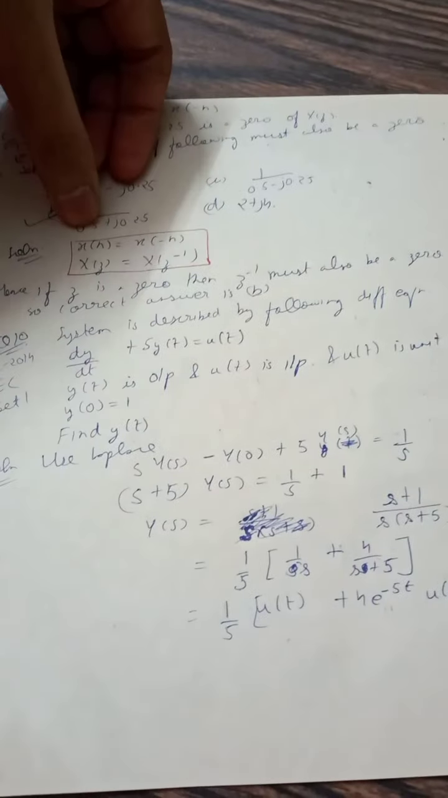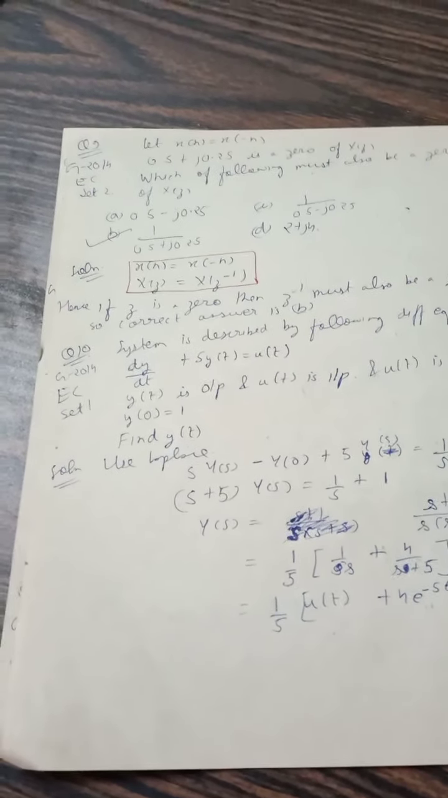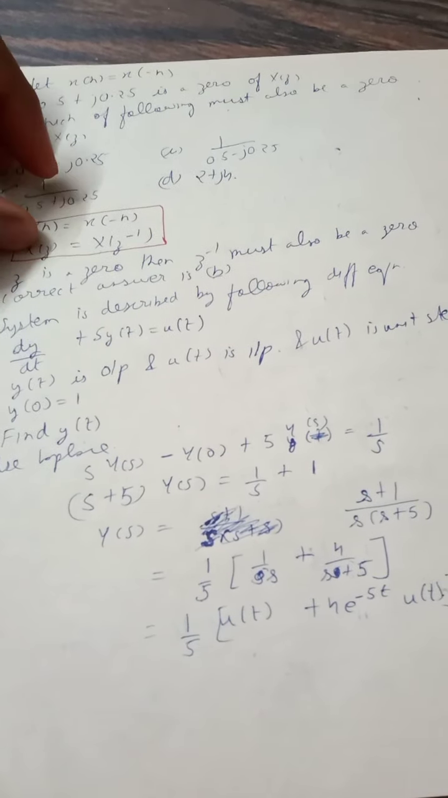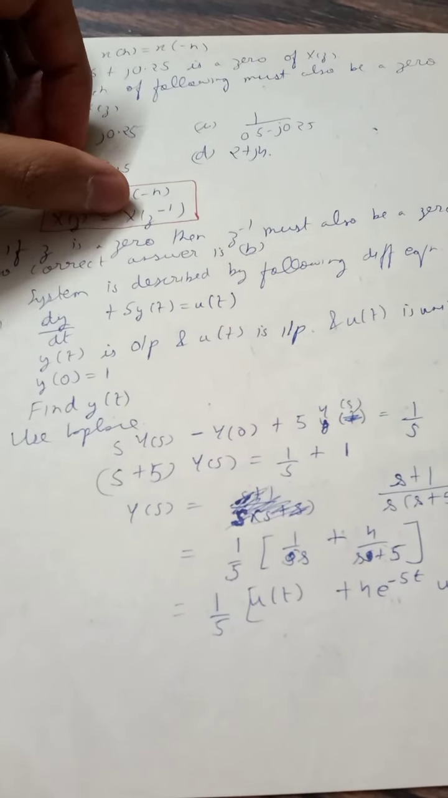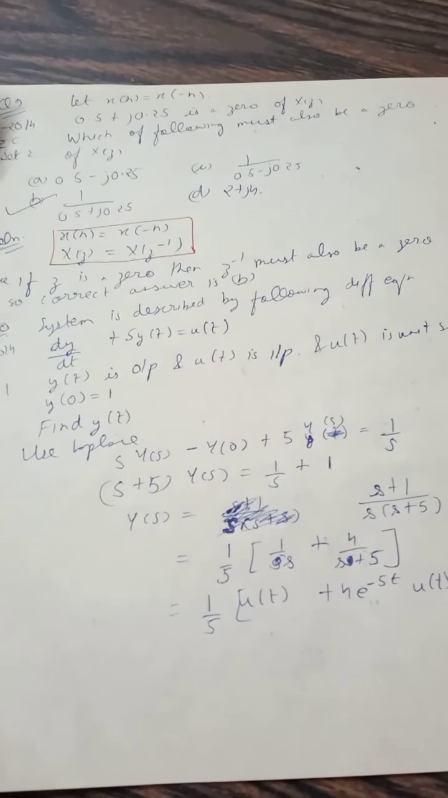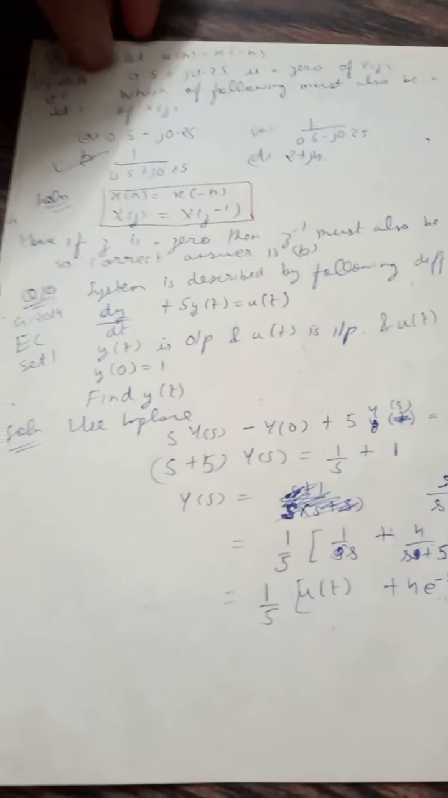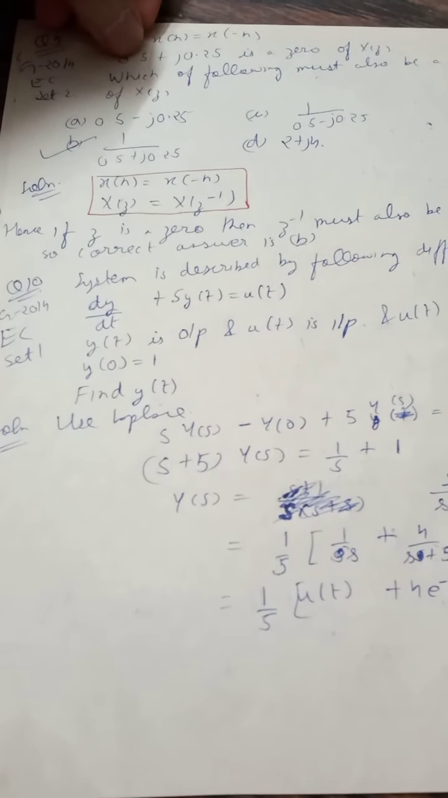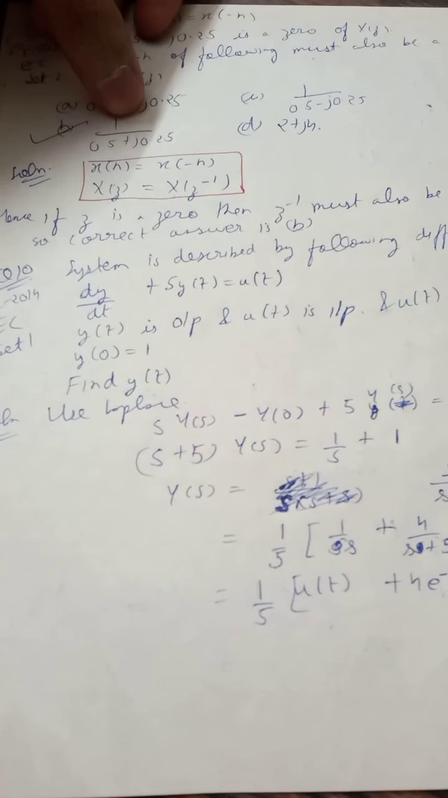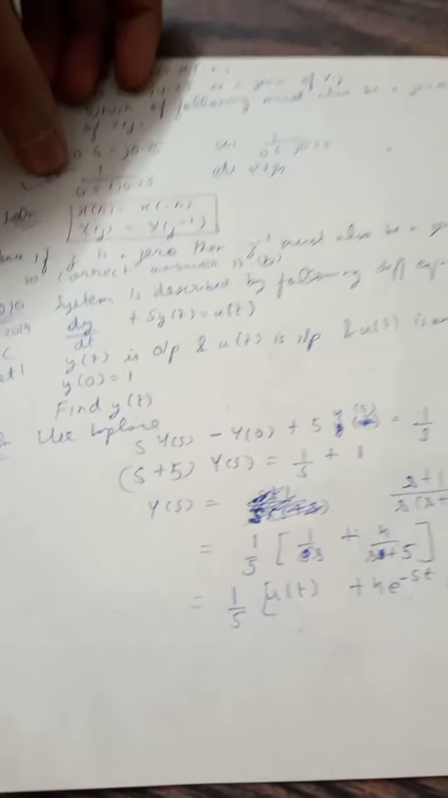So in the question we are given that x of n is equal to x of minus n. So use z transform property. By using z transform property, this will become X of z and this will become X of z inverse. So if z is a 0, then z inverse must also be a 0 because X of z is equal to X of z inverse. So just take the inverse of this. So 0.5 plus j 0.25, its inverse will be 1 upon 0.5 plus j 0.25. So this is the correct answer.